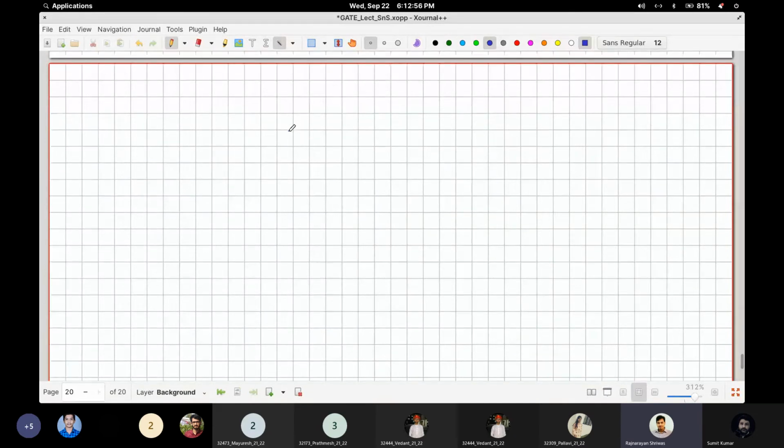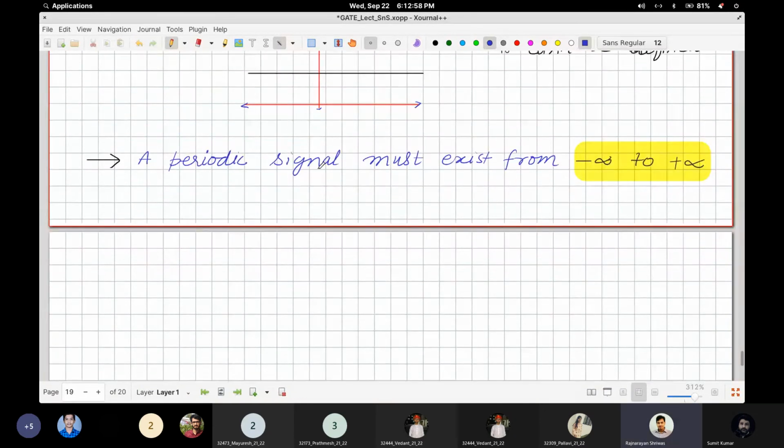Now we have fundamental period T naught, and T naught is related with fundamental frequency F naught. Okay, and F naught is defined as 1 by T naught. Okay, F naught को क्या बोलते हैं ऐसी स्थिति में? 1 by T naught, and that is, what is F naught? F naught is fundamental frequency.